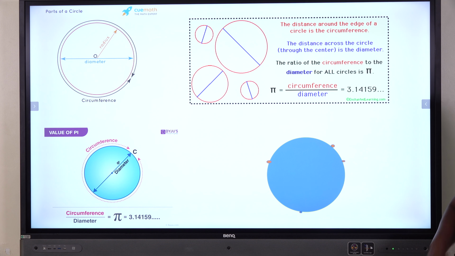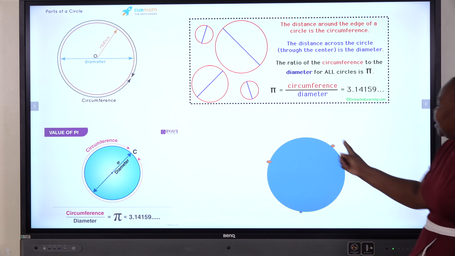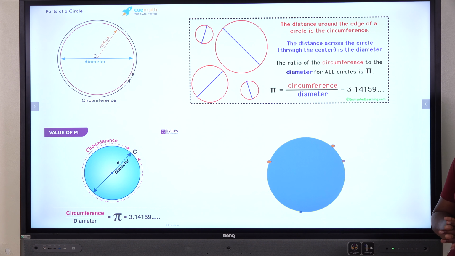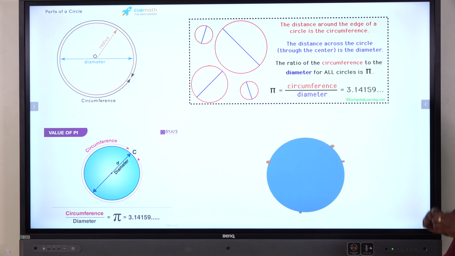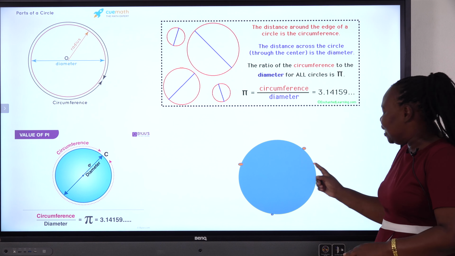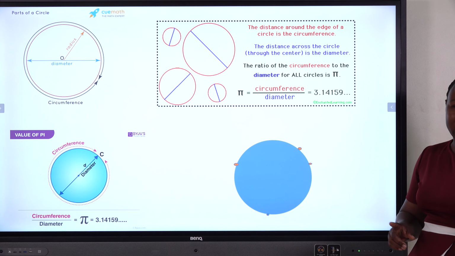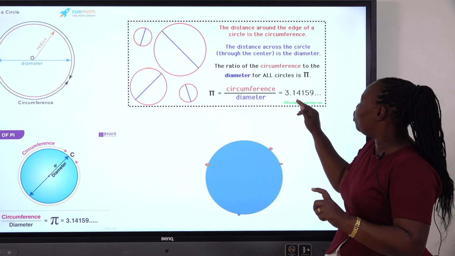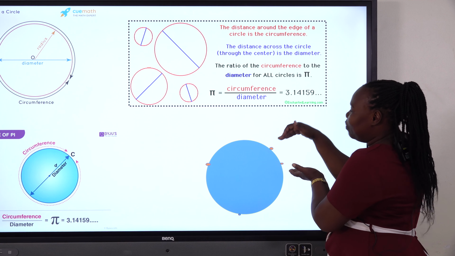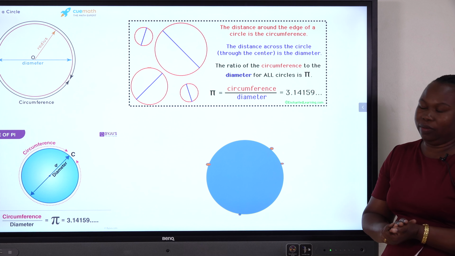So in this case, when we come down here, you will see that this value, 3.14159, means the distance round the circle has been divided by the diameter. When you divide by the diameter, it implies that the diameter has gone into the circumference about 3 times, and it leaves a unit remaining. That unit is the .14159. The unit remaining represents a fraction.